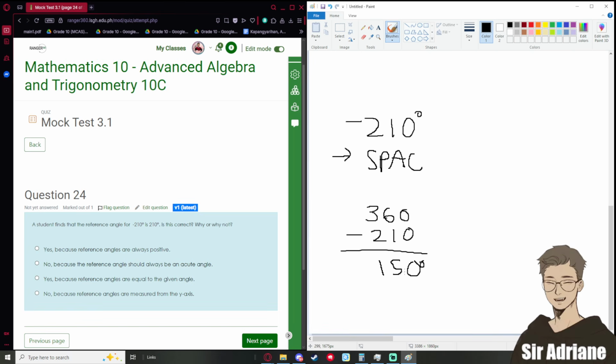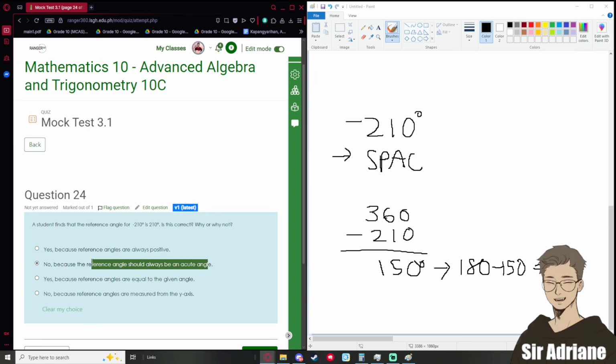And 150 degrees is in quadrant 2. So its reference angle is 180 minus 150, which is 30 degrees. So the reference angle of negative 210 degrees is 30 degrees. So we already know that the answer is not correct. So no, because the reference angle should always be an acute angle. 210 degrees is not an acute angle.